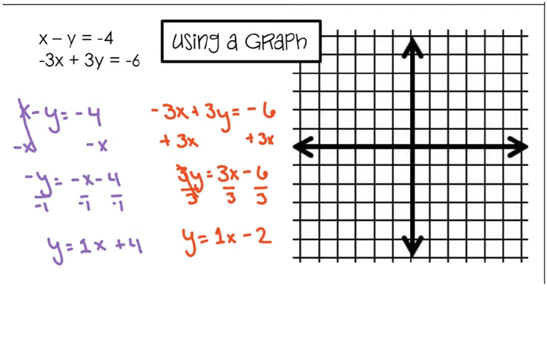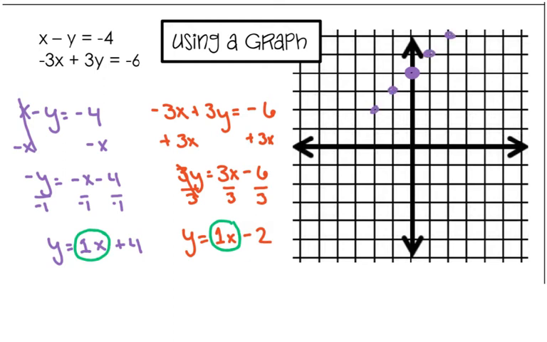So you'll see now I've got 2 equations. What I really want you to notice is the coefficient, or our slope, in front of x. Watch what happens when I graph these. So for the first one, I'm going to start at a positive 4. And my slope is 1 over 1.